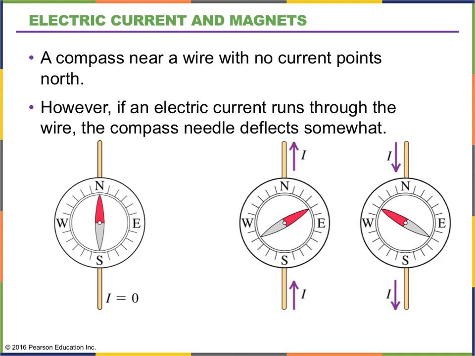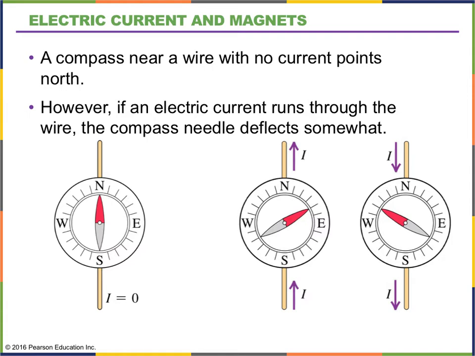Okay, so that finishes everything old. Now we're going to get into something new. There's two things going on here that we're going to talk about. The first is to just realize that it turns out that a current creates a magnetic field.